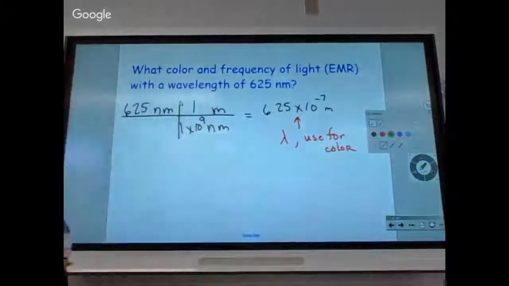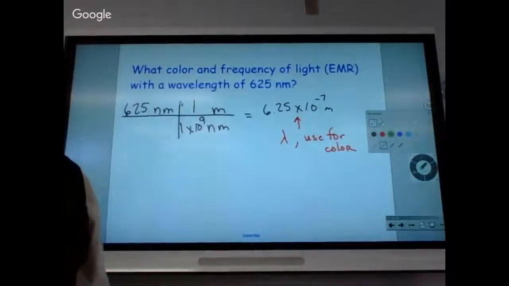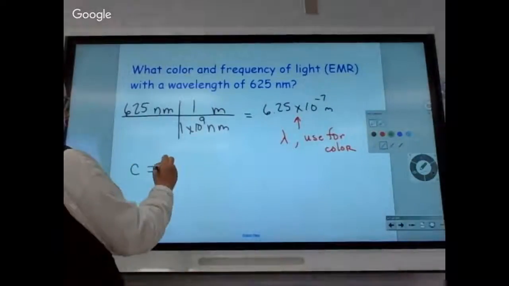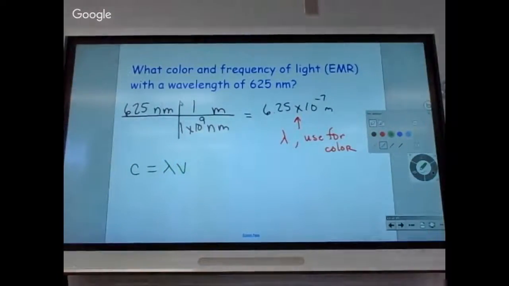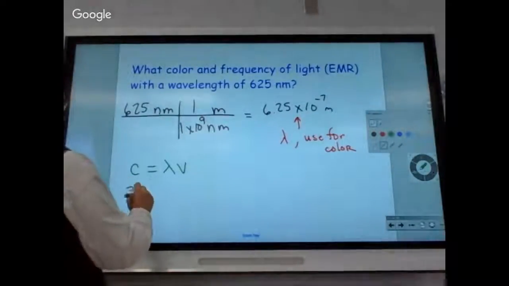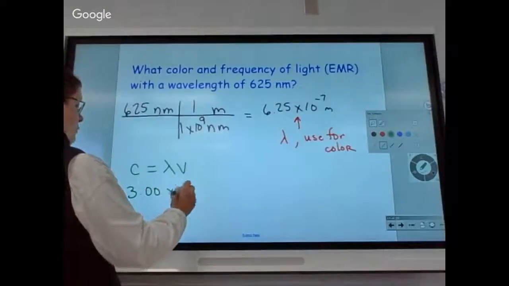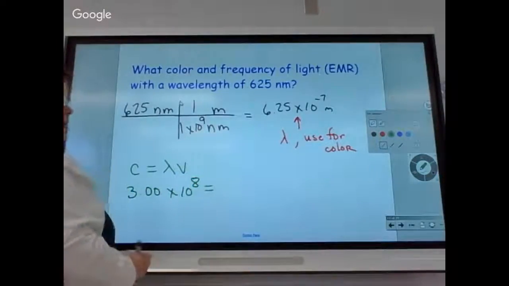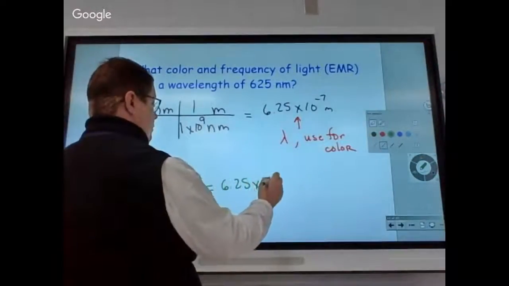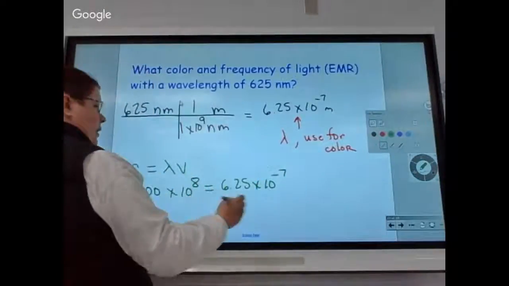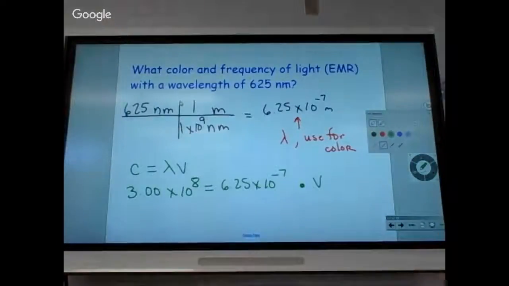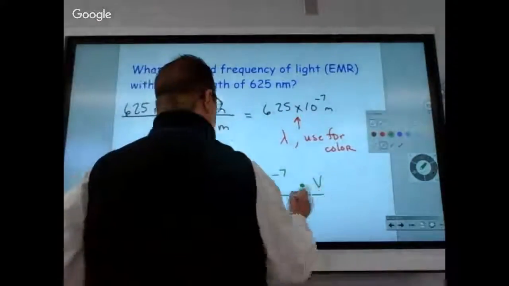Okay, so now we're going to do what? We could go ahead and find color now if you wanted, or we can go ahead and plug into C. All right, so C equals lambda nu is our formula. What's C? So what is it? Times 10 to the 8 equals, lambda is 6.25 times 10 to the -7. And then nu is what we want. So to solve, we do what? Yep.